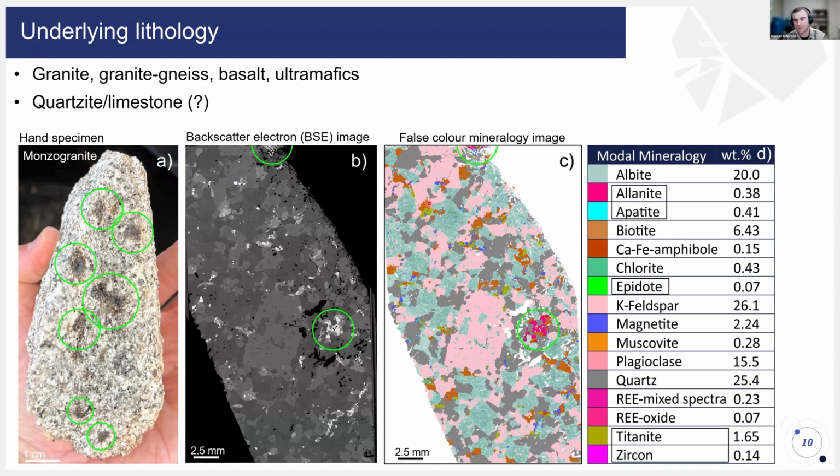And then we ran automated mineralogy on the whole slide with our system here, with our SEM. And we've seen a number of potential rare earth element host source minerals in here. That would be allanite, apatite, epidote, titanite, and zircon. And I'll talk a bit about them over the next two slides as well.